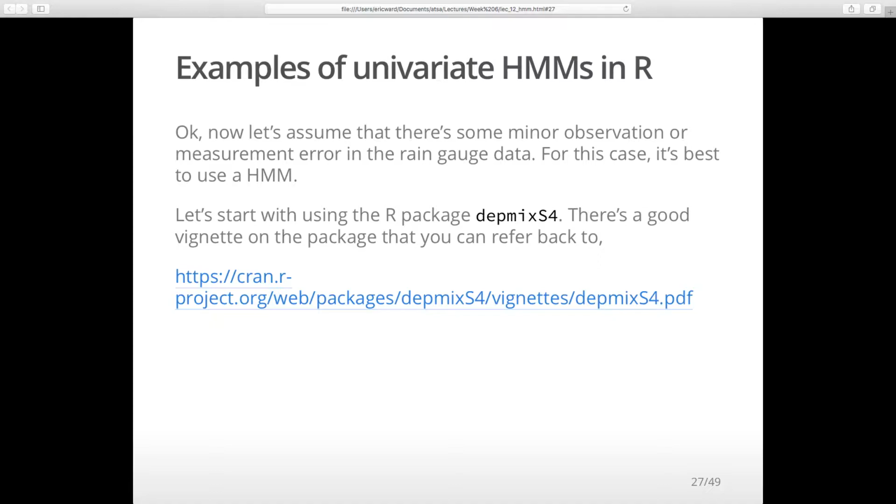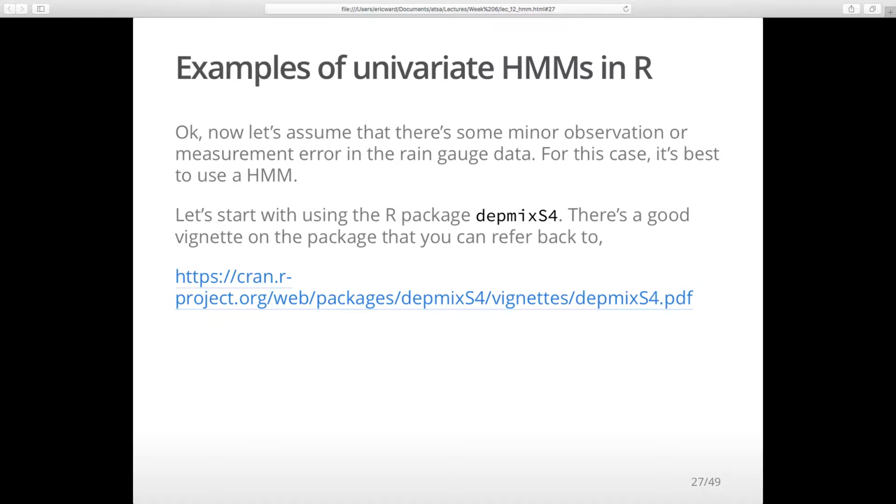But for most of the applications that we're dealing with in fisheries and ecology, we actually have zeros, and so we have to have some kind of measurement or observation error. So let's just take basically the same approach. We'll assume that the rain gauge data has a tiny amount of observation error, and we'll fit an HMM to that data.